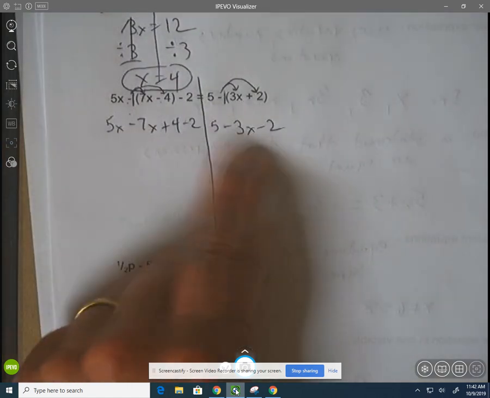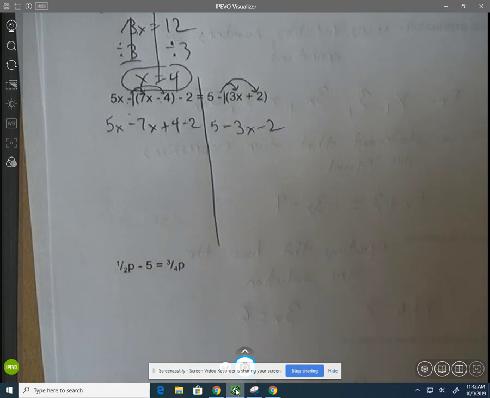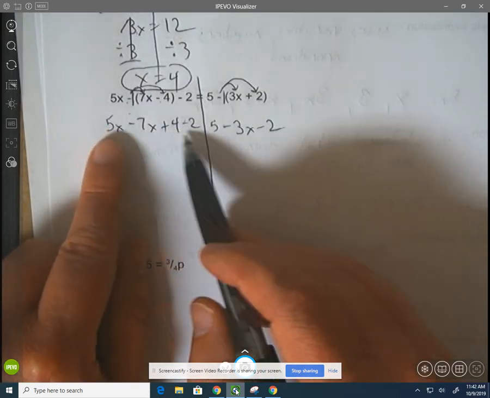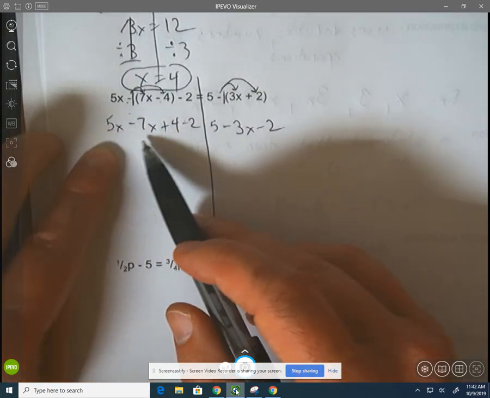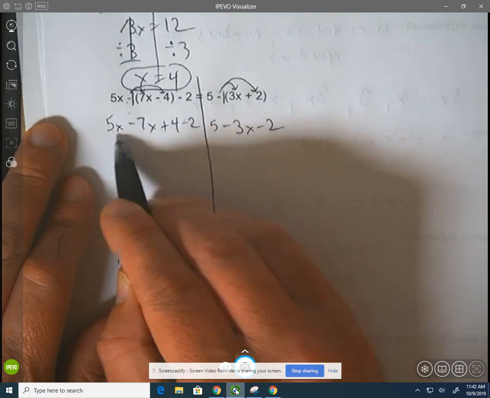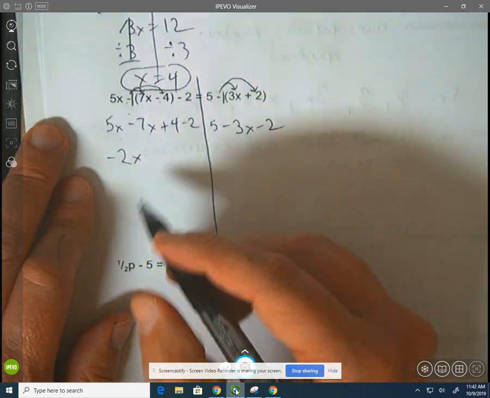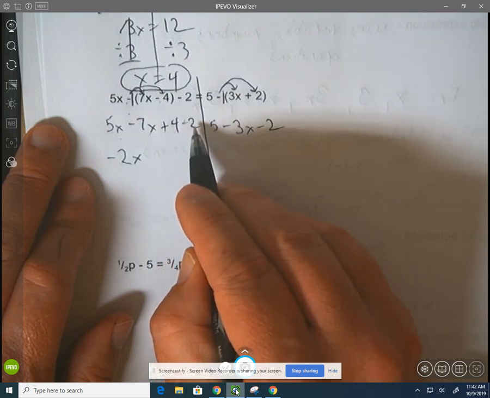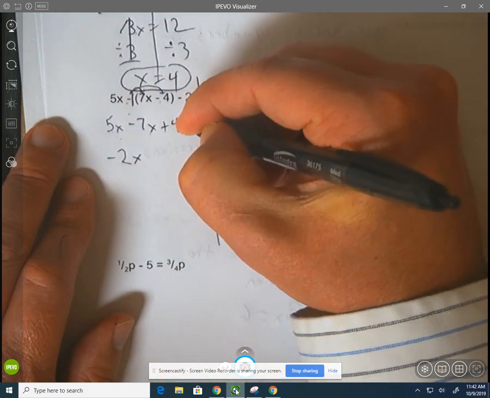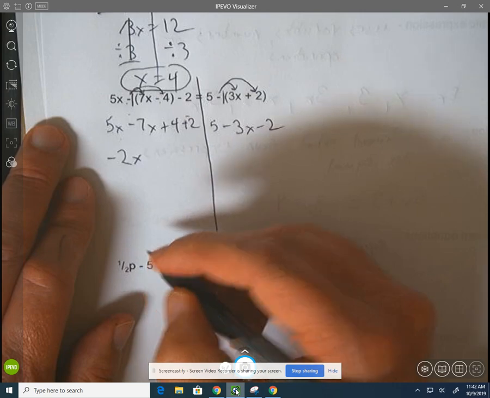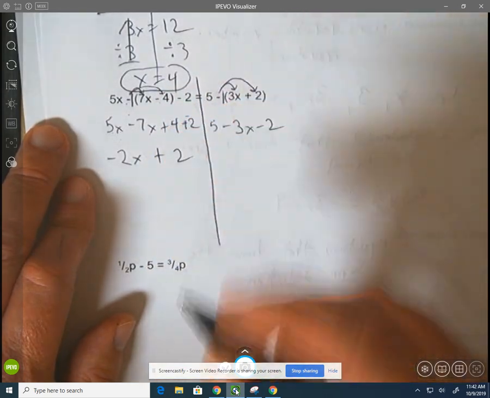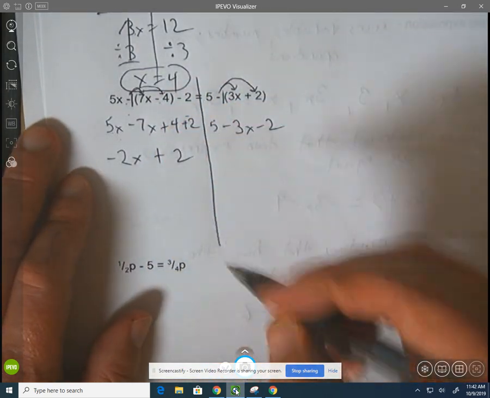Now, before I worry about both sides and doing things to both sides and getting x by itself, I like to look at the left-hand side and see if there's any like terms I can combine to clean that up a little bit. And I've got 5x minus 7x. Those are like terms, so I can combine those. And I've got a plus 4 and a minus 2, or you might look at it as plus 4 and plus negative 2. Regardless, I can combine those to plus 2.